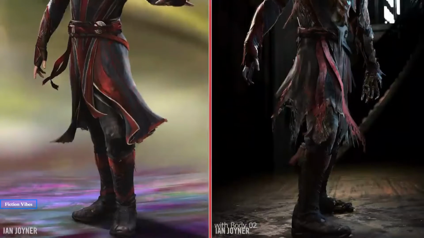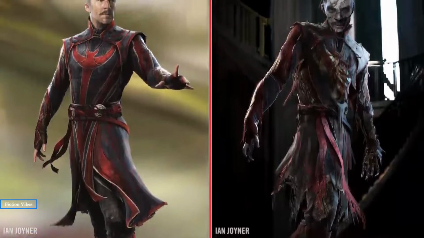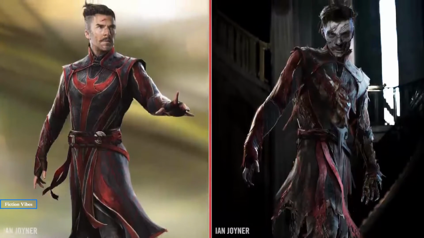So beginning to develop the different looks for Doctor Strange was a really interesting challenge. We got to see what does he look like when egos run amok? What does he look like when the dark power is taken over? All the way to what does he look like as a shambling corpse?